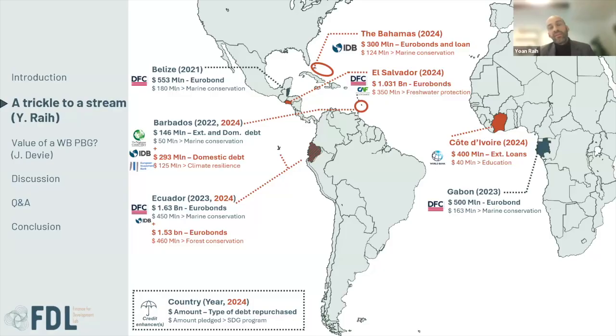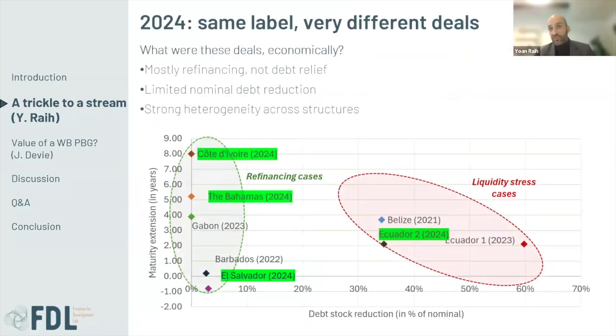However, when we looked a bit more into the details of the different deals that happened in 2024, what we saw is that they actually are very economically different. It's different transactions with the same label. Most of the transactions that happened in 2024 can be assessed and understood as refinancing operations. So countries that go to the market without being in a very high liquidity stress.